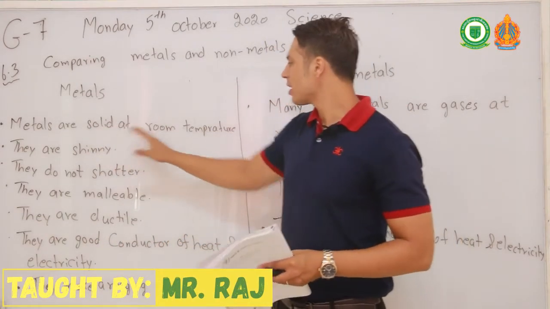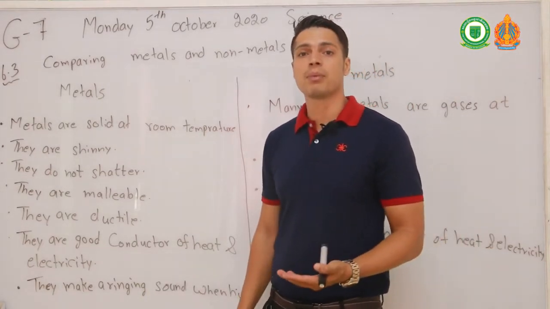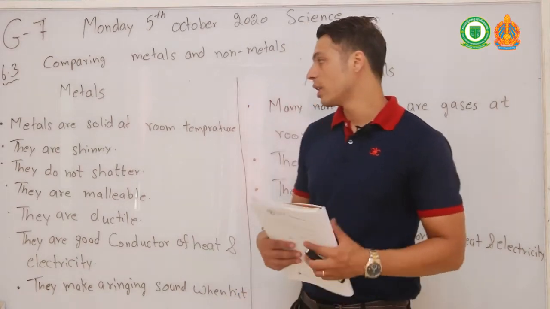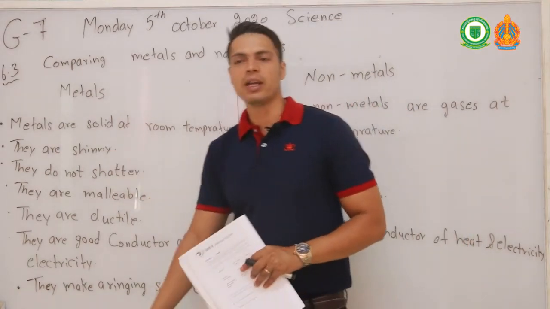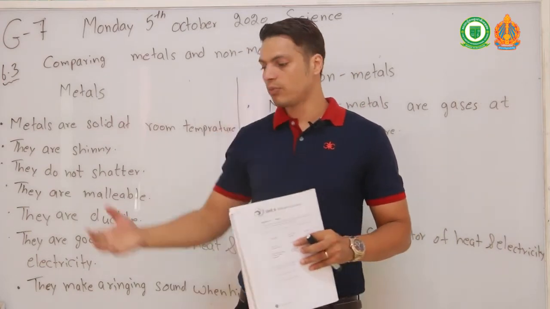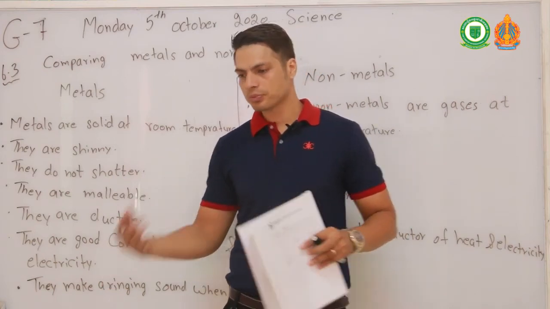Metals are solid at room temperature. All the metals have high melting points. They do not melt easily and they are solid at room temperature. They are shiny. When you see a metal, it is shiny, and it can reflect the light.